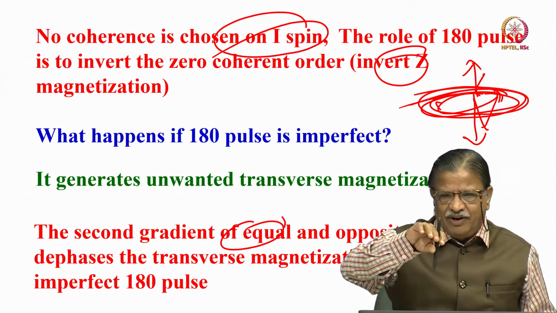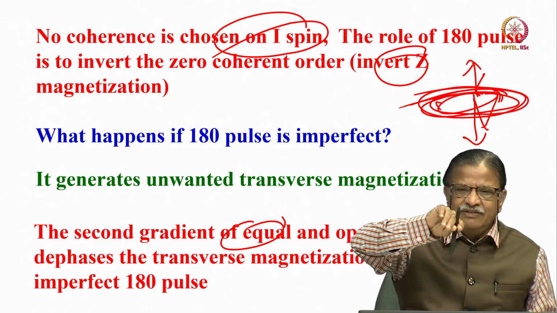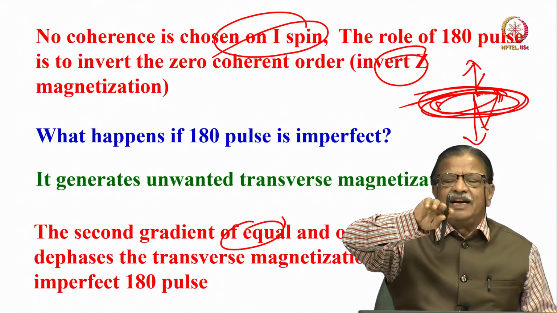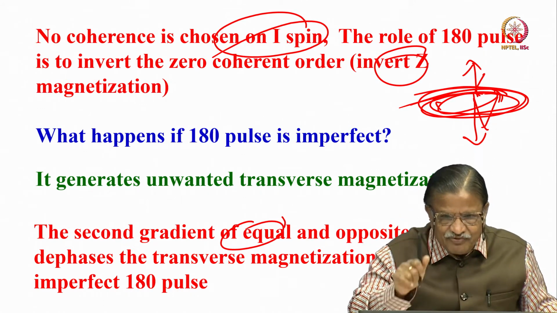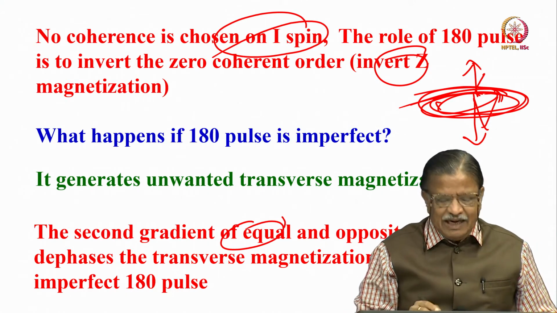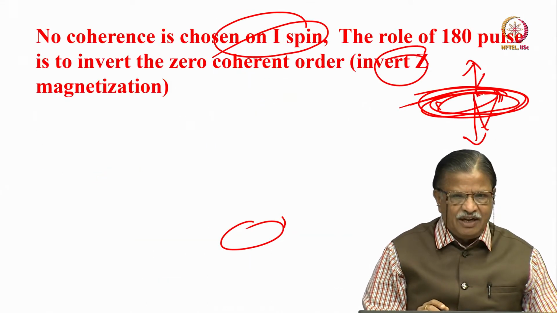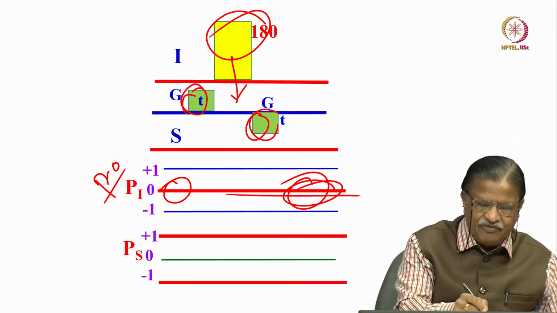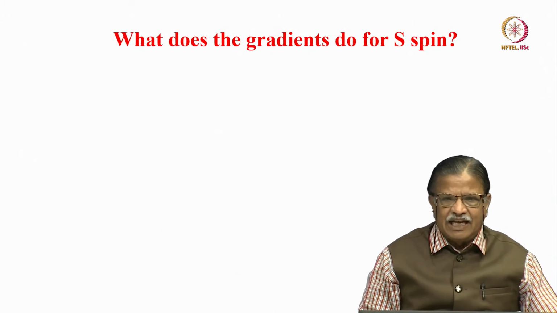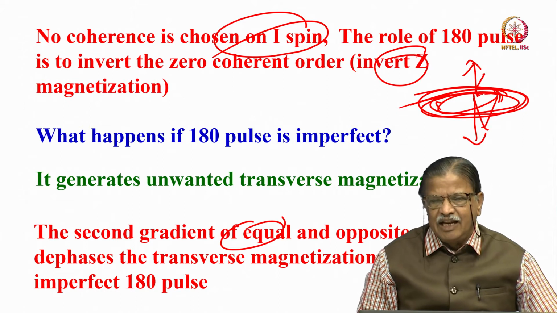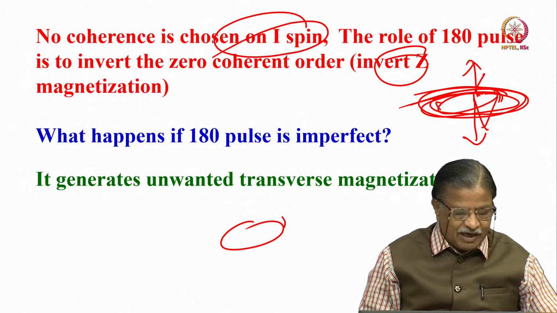So if the 180 pulse is imperfect, the magnetization which is tilted from plus z to minus z is not proper because of the imperfect 180 pulse. Then application of the gradient like this, just before and after, of equal and opposite strength, will nullify the transverse components and remove all the pulse imperfection. Okay. What did we do here?